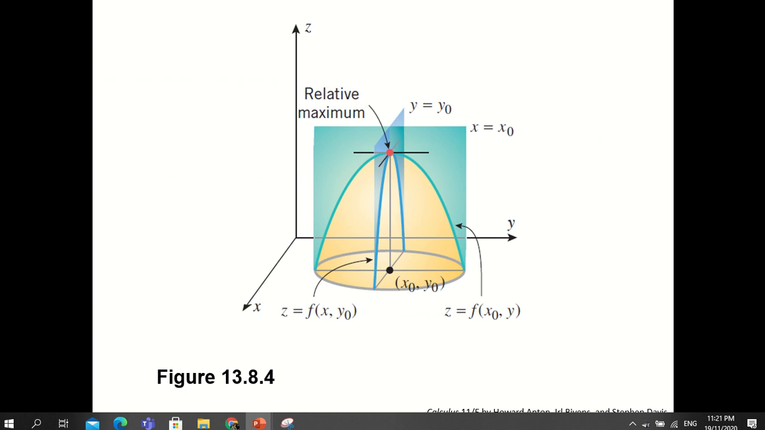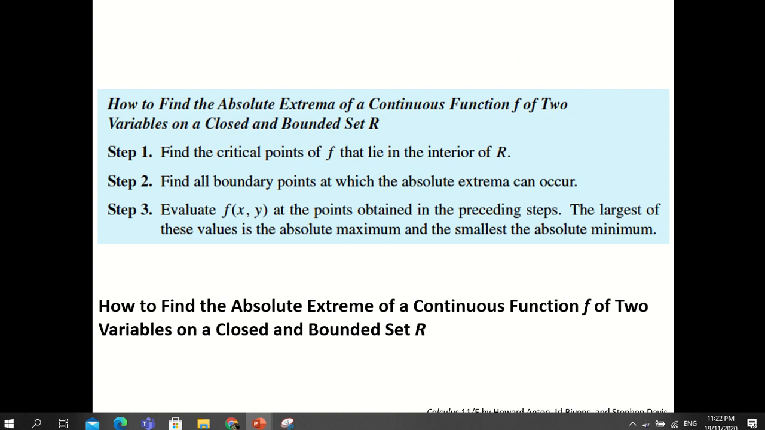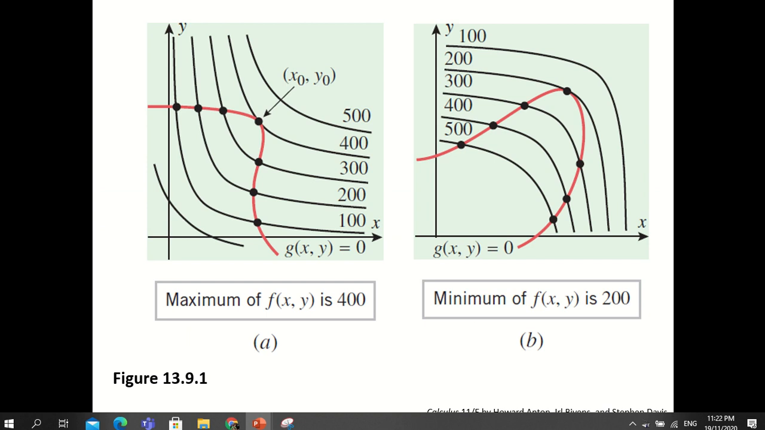Okay, so just explore the other parts of this, especially the topic on finding the absolute extrema of continuous functions of two or more variables on a closed and bounded set. There are steps to follow. And then I think you can relate it with the application of ordinary derivatives.